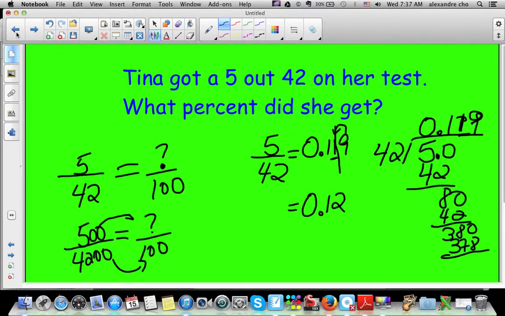And going back to that page, this one, what percent did he get? So here, 0.12, I'm not done. We move again the decimal 2 spaces to the right, and we go 1, 2, and that becomes 12%. Okay, and that's what I wanted to do.